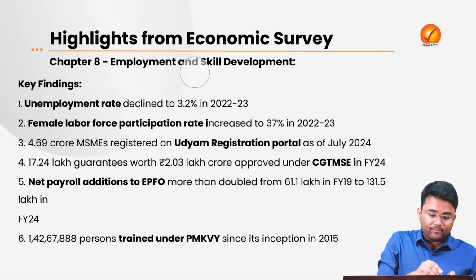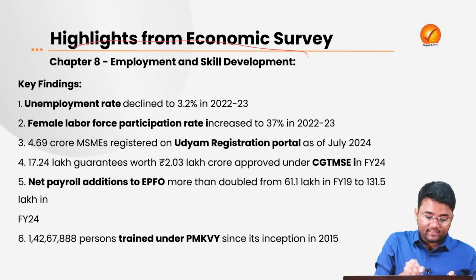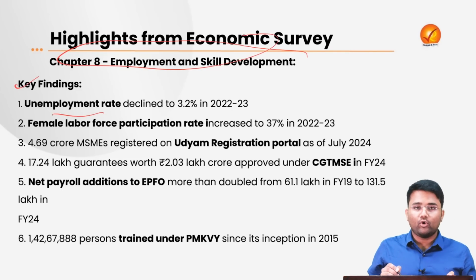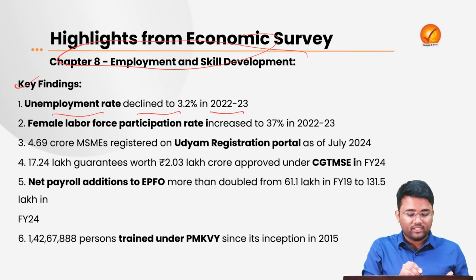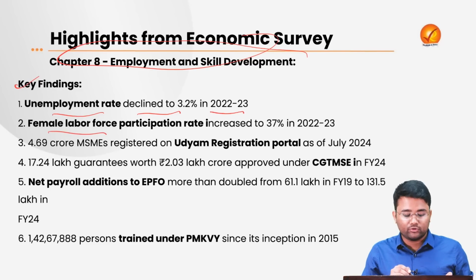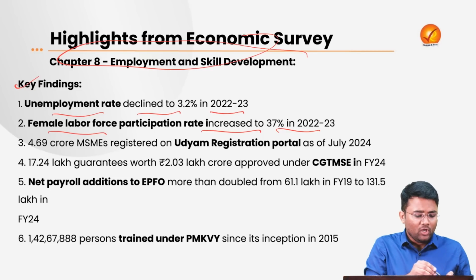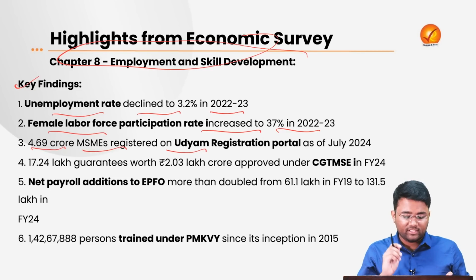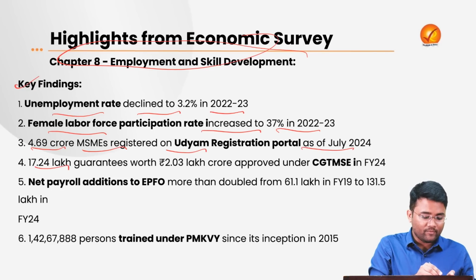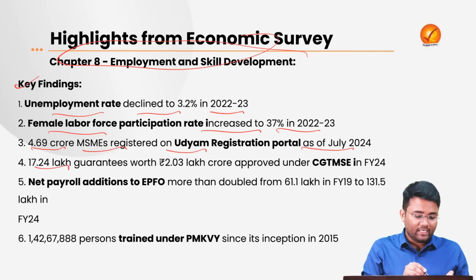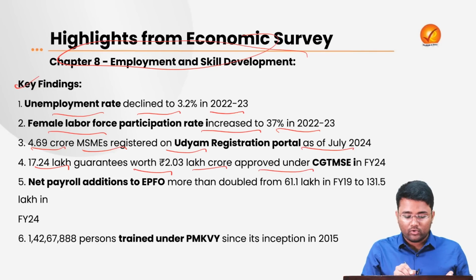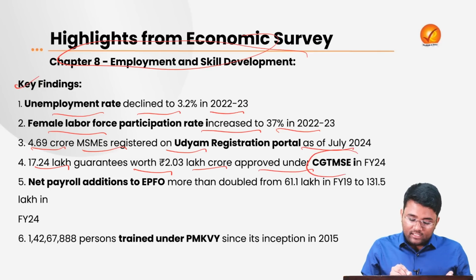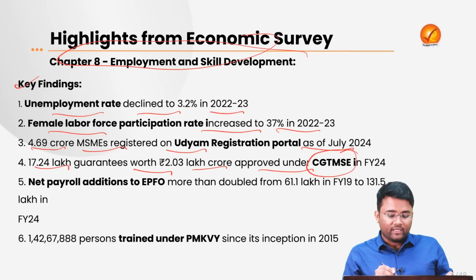If you talk about chapter 8, that is employment and skill development, the key findings are: the unemployment rate has declined to 3.2% in 22-23, the female labor force participation rate increased to 37% in 2022-23, almost 4.69 crore MSMEs have been registered on the Udyam registration portal as of July 24, and 17.24 lakh guarantees worth 2.03 lakh crore were approved under the CGTMSE in financial year 24.